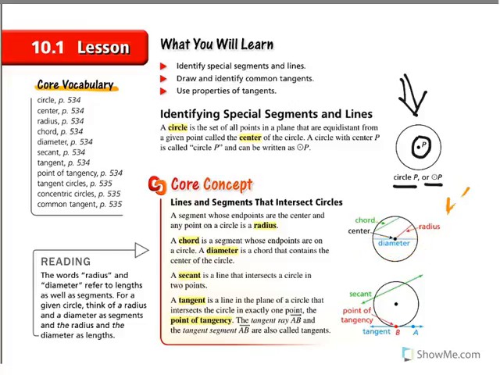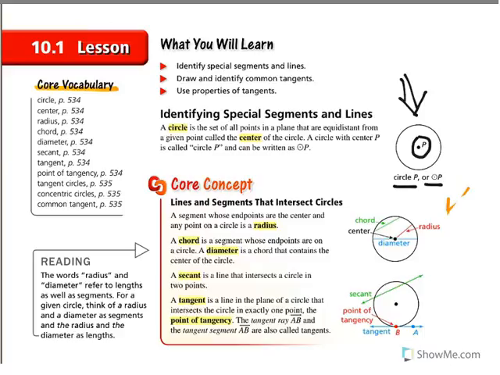Okay, so we know that the diameter has to be a chord, and it also goes through the center of the circle. If you take a look right here, the green line, which I just made red, excuse me, the green line is an actual chord, but it is not a diameter because it doesn't go through the center. However, it does have two endpoints on the circle.